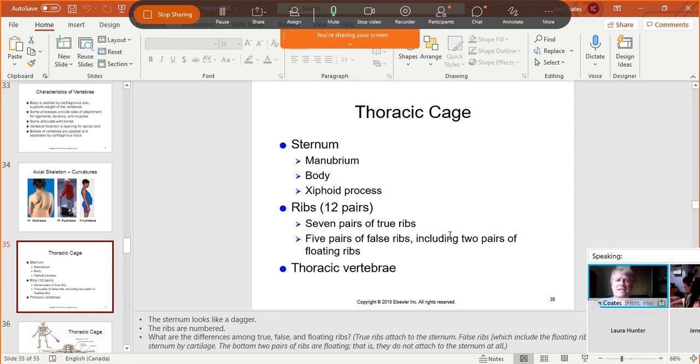The thoracic cage. You've got your sternum, also called the manubrium. Sorry, I guess you can't see that.